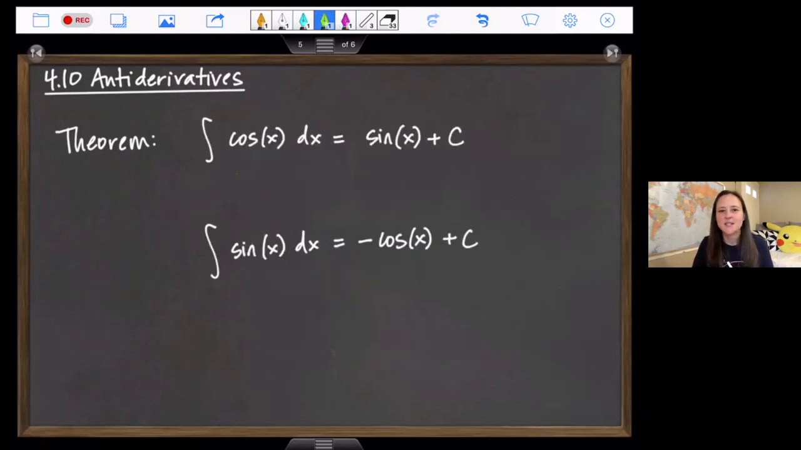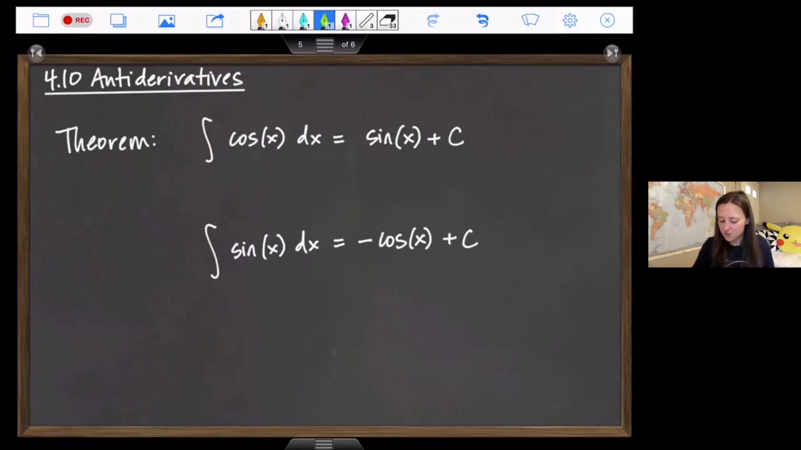We talked about how the antiderivative of cosine was equal to sine. The antiderivative of sine is going to be negative cosine. This is kind of irritating, that you have to remember that the negative signs switch places when you're going from derivatives to antiderivatives. But again, remember, we're trying to find the function that you could take the derivative of and get back to the answer in the integral notation.